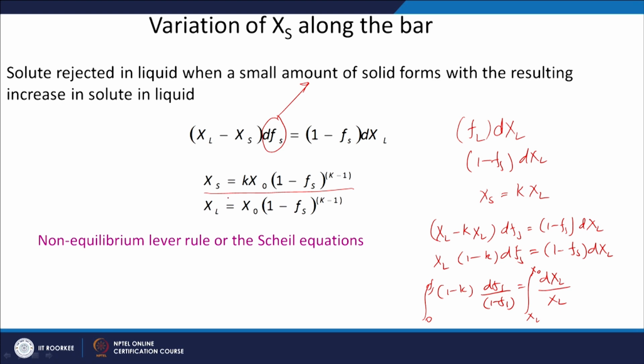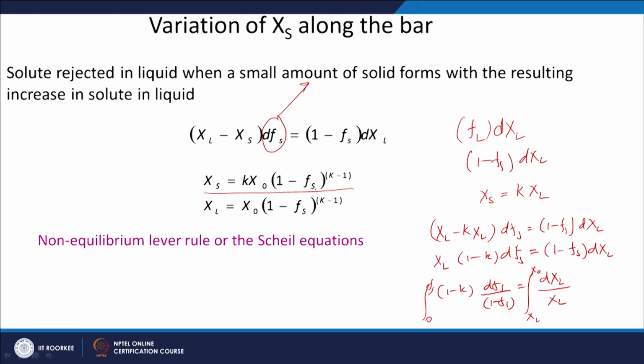So, under non-equilibrium condition, this you can consider as a lever rule which tells me about the fractions and their compositions. So, using this you will be able to find out what will be the composition of solid for a given fraction of solid, knowing the partition coefficient. So, I can use this equation under non-equilibrium condition. So, this is my mathematical representation of a non-equilibrium cooling.